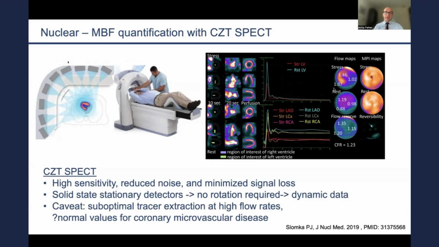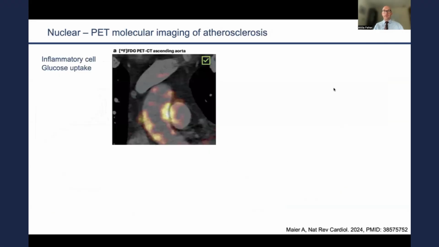As a caveat, I have to mention that the currently available tracers are not exactly ideal for myocardial blood flow quantification, so the flow might be underestimated, especially at high flow rates. And the normal values for coronary microvascular disease are not exactly well set. Okay, so this is not available everywhere. Obviously, you have to have CZT SPECT and the technology established if you want to use it.